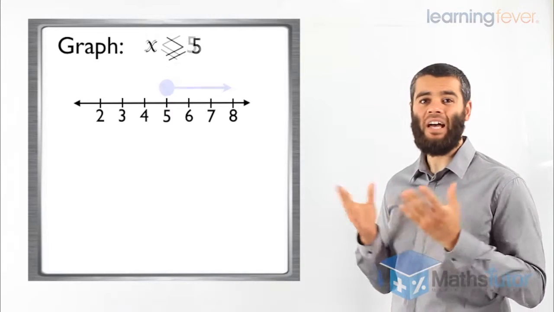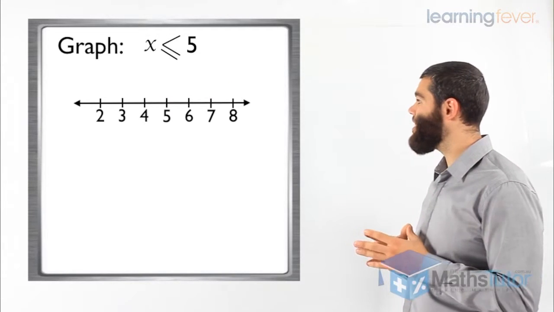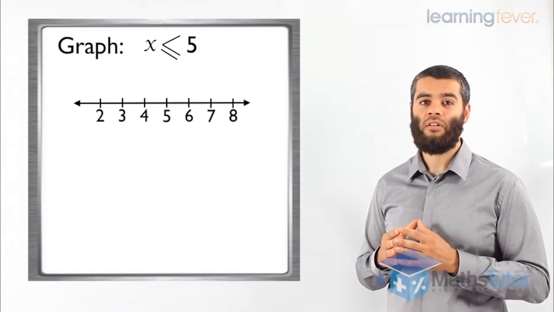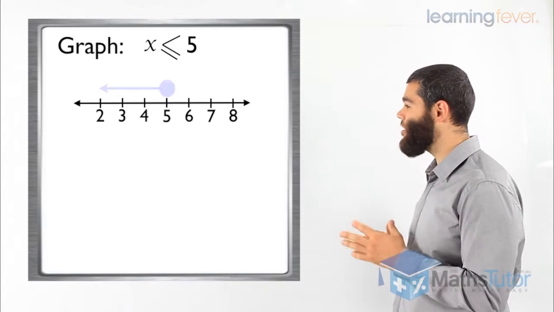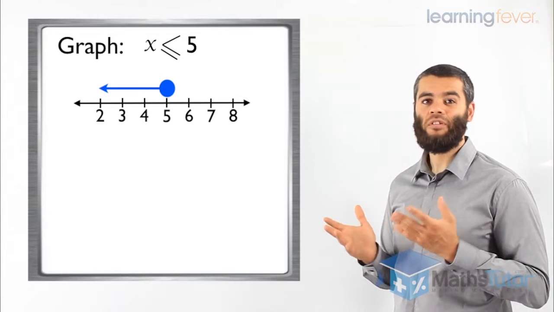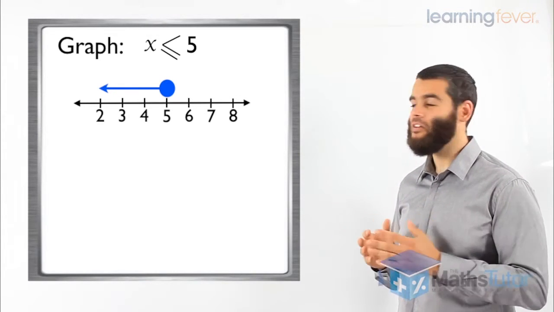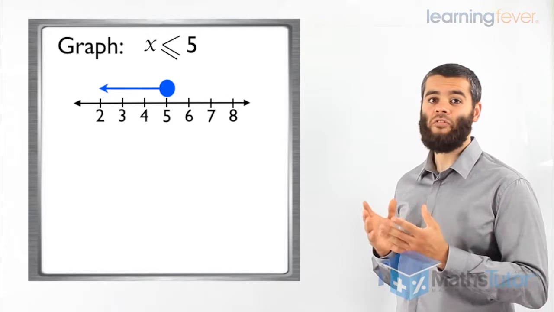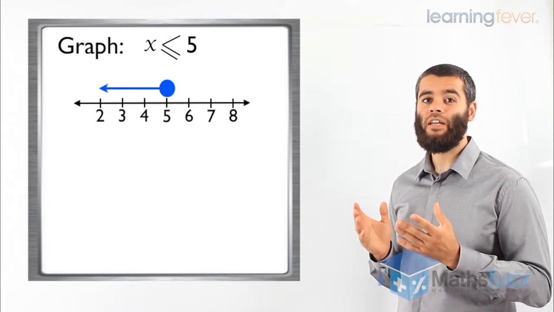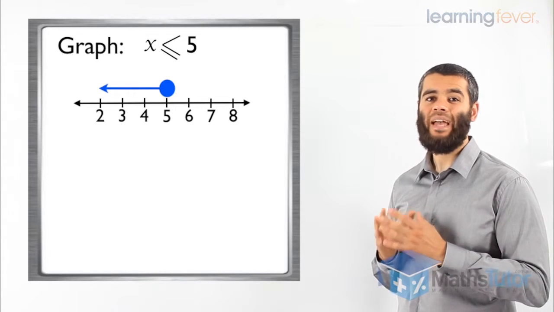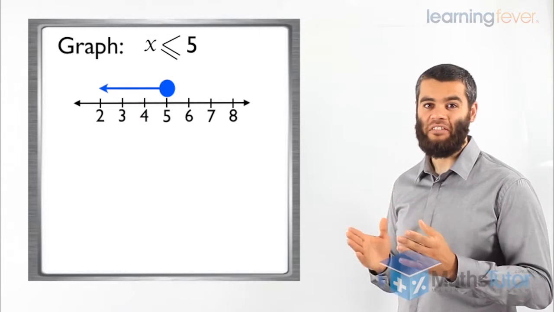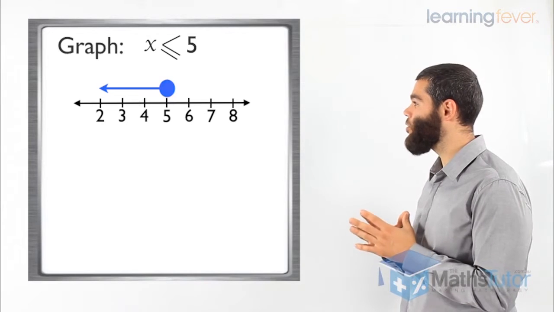Then we have our last scenario where x is less than or equal to 5. It can be 5, but it can also be less than 5. So we have a colored dot on the 5 and the arrow goes towards the less side. So it can be 5 or less. 5, 4.9, 4.8, 4.75, 3, 1, 2. It can be any number, 5 or less. So x is less than or equal to 5.